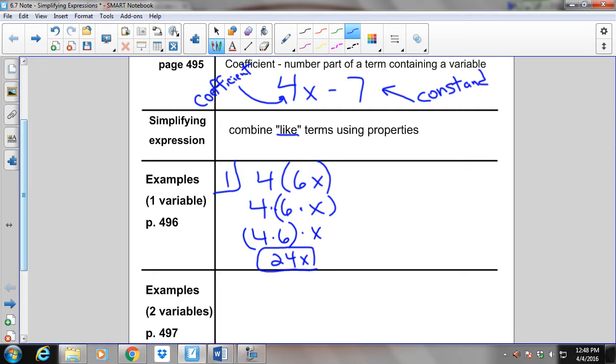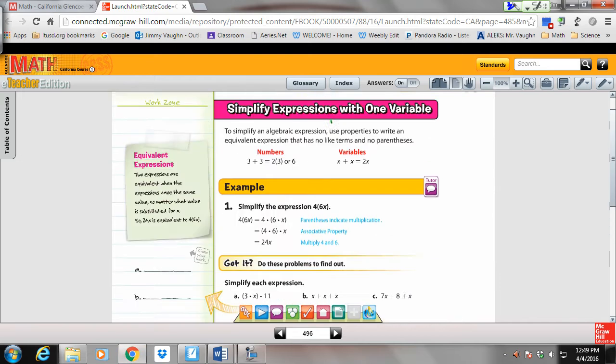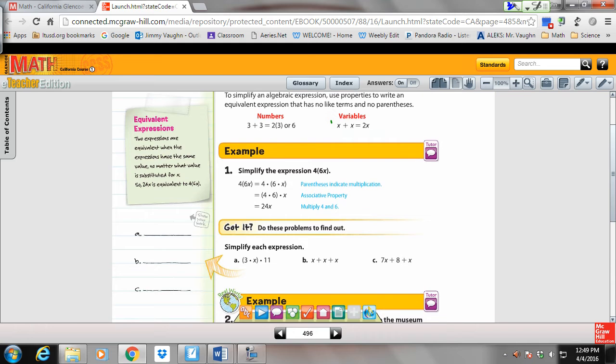Take a look at the Got It problems. Let me go back over here. If you didn't understand where we were, this was the problem I just did as an example. We're going to skip this one and skip B and go to C right here.